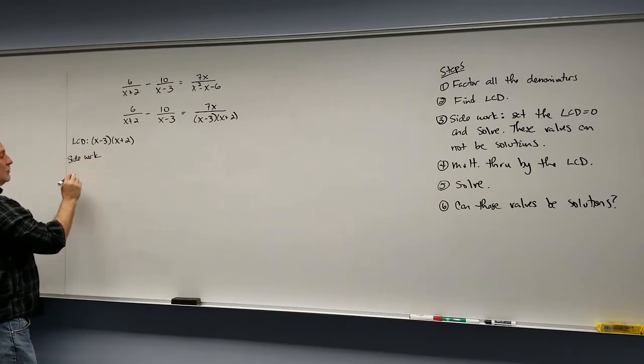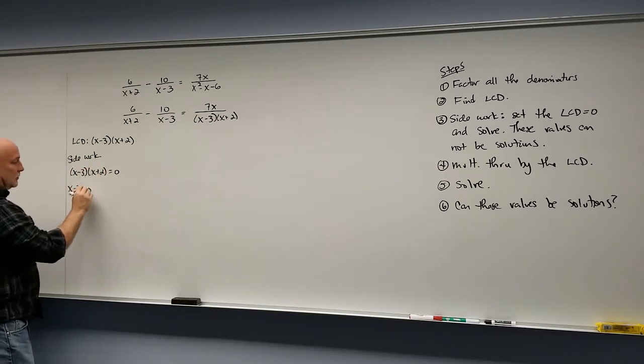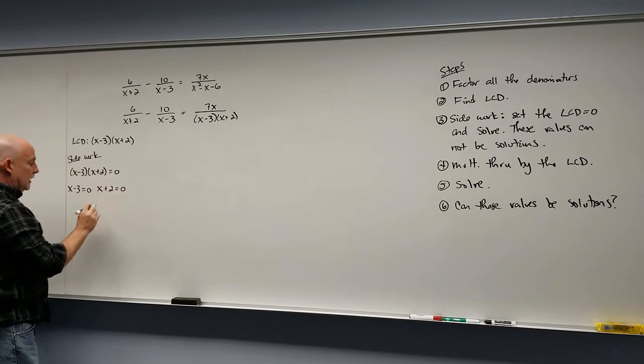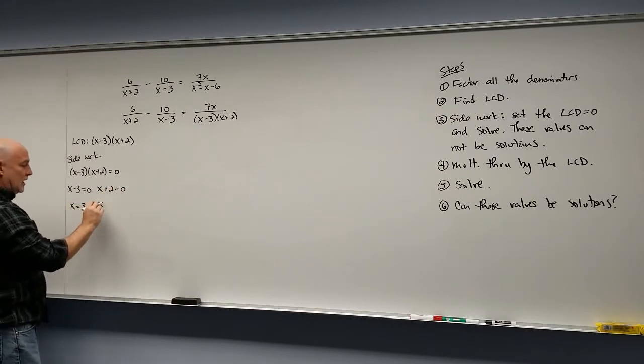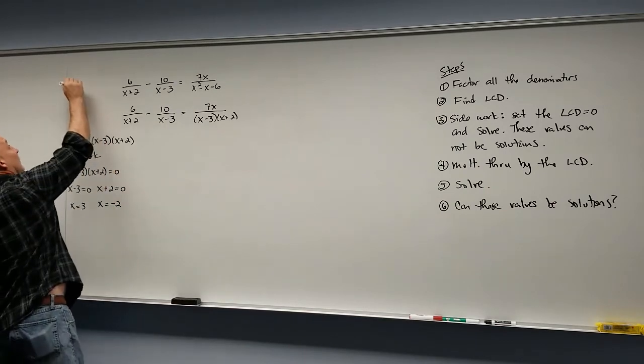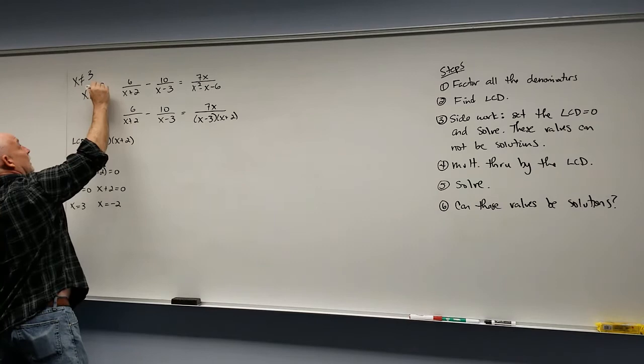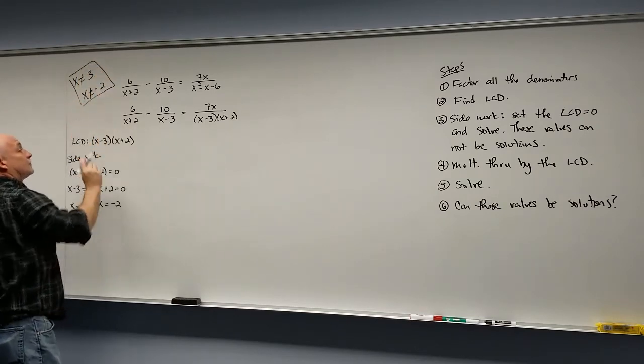Again, for our side work, set this equal to 0 and solve. Set each factor equal to 0. So we get, again, two values that we're not allowed to have as solutions. In this case, a positive 3 and a negative 2. So somewhere around your problem, say x cannot be 3, x cannot be negative 2.